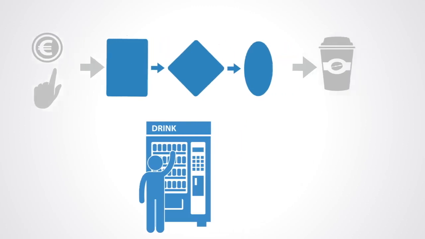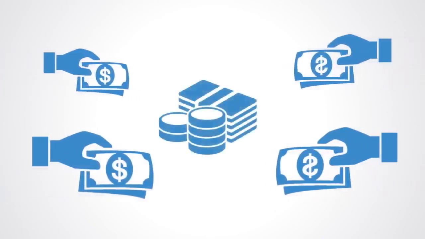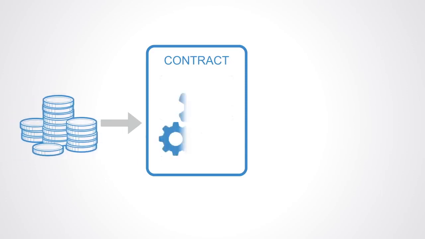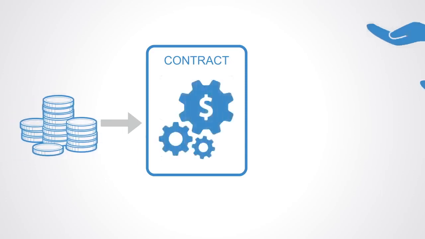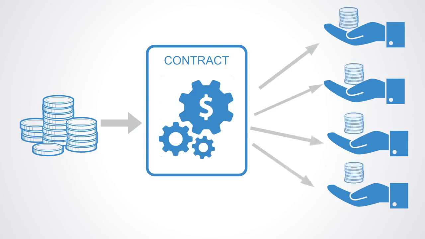As another example, we could think about a situation where four people pool their money to make a joint investment that will return interest to them. A smart contract could be programmed on the blockchain to take any interest that is created, divide it into four, and send each amount to the corresponding wallets of the different stakeholders.